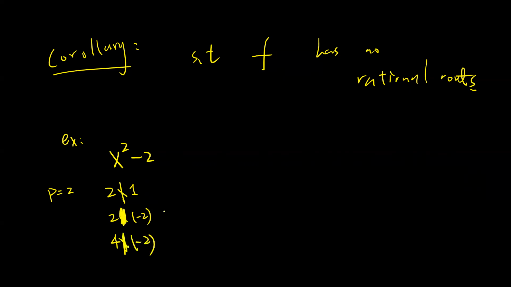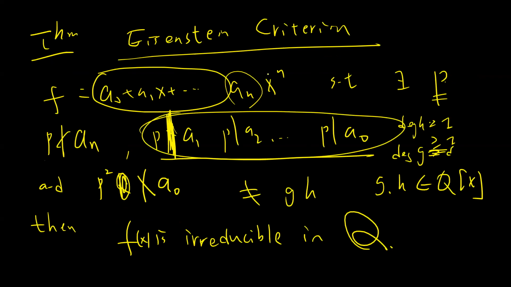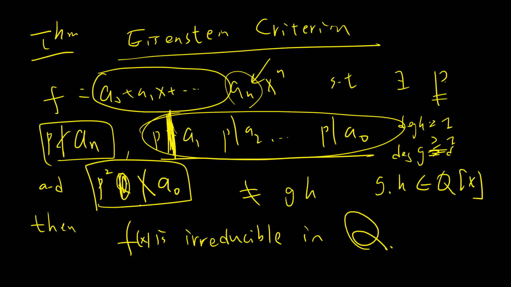Okay, so one can use the Eisenstein criterion to see that f is irreducible, which in particular means that f has no rational root. Let me say it again. You should find some p such that p divides all the coefficients here, but p does not divide the leading one, and p squared does not divide the last one. Then you can prove that f is irreducible, so you cannot write f as a product of two rational polynomials.